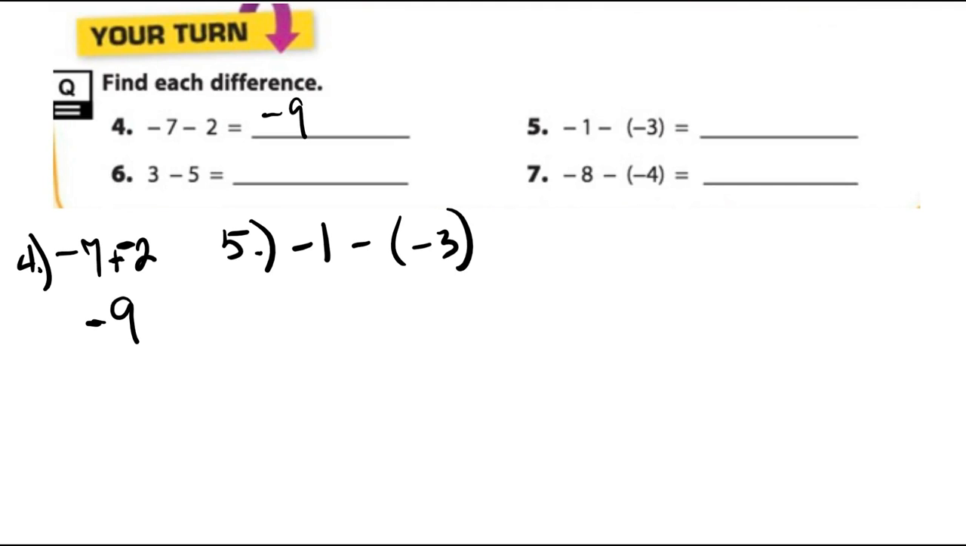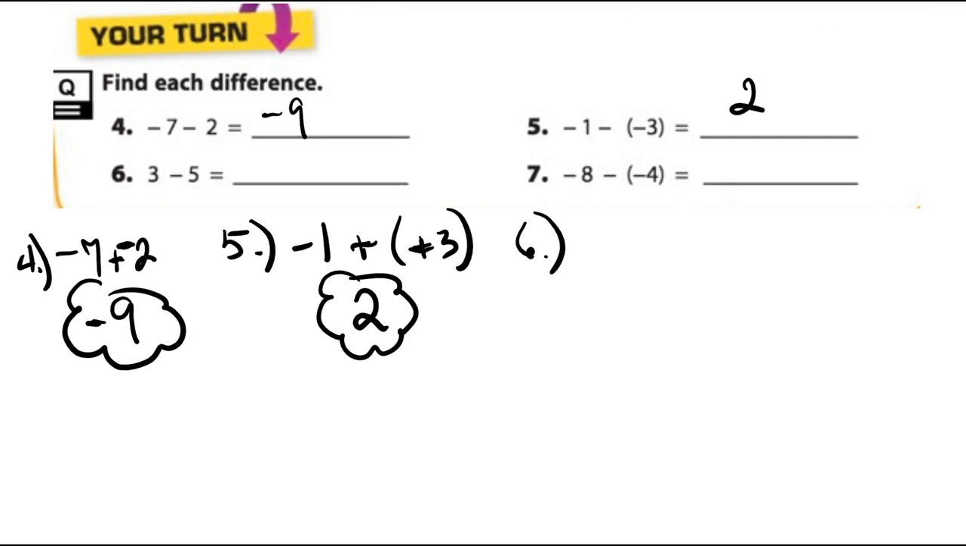Okay, number 5. We have -1 minus -3. Keep the -1 the same, change subtraction to addition, change the third number from negative to positive, and then I follow my addition rules. This time I have two numbers with different signs, my -1 and my +3. So I subtract the absolute values. 3 minus 1 is 2, and I keep the sign of the number with the larger absolute value. 3 is larger than 1, so I keep the positive that goes with the 3, and my answer is just 2.